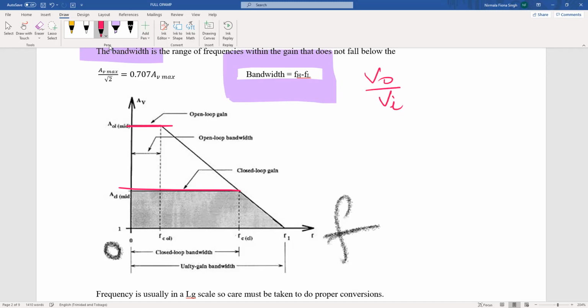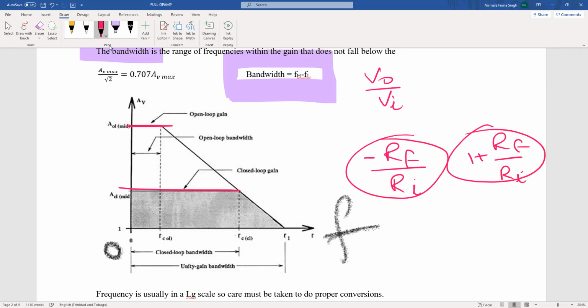What is closed loop gain? Either for inverting or non-inverting, which is a little different. These two will be different for closed loop gain versus open loop gain. Two little different things. So you're going to have a higher gain.